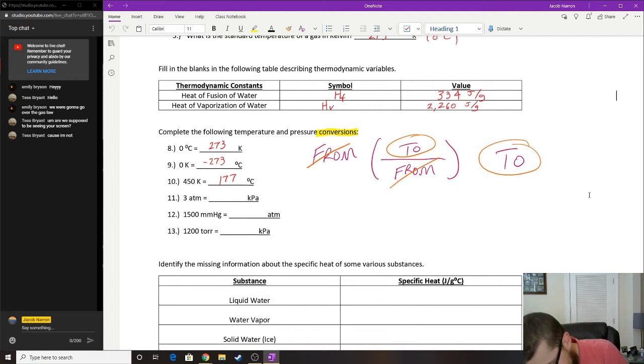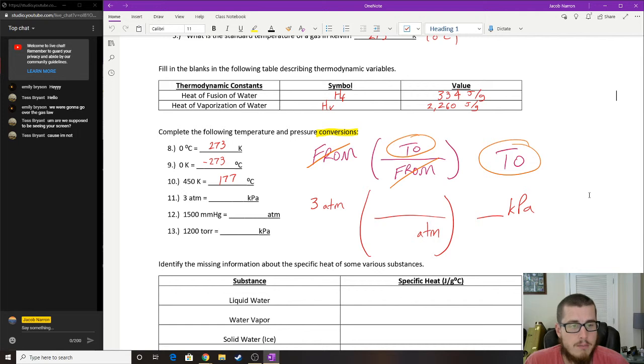So, in number 11, we start with 3 ATM. That means atmospheres. And I'm trying to get to a certain number of kilopascals. So, when I set up my fraction then, what I'm going from is going to go on the bottom. See, from atmospheres, from goes on the bottom. And what I'm going to, kilopascals, is going to go on top. Now remember, whenever we use these conversion factors, we need to think of it as going like multiplying by 1.